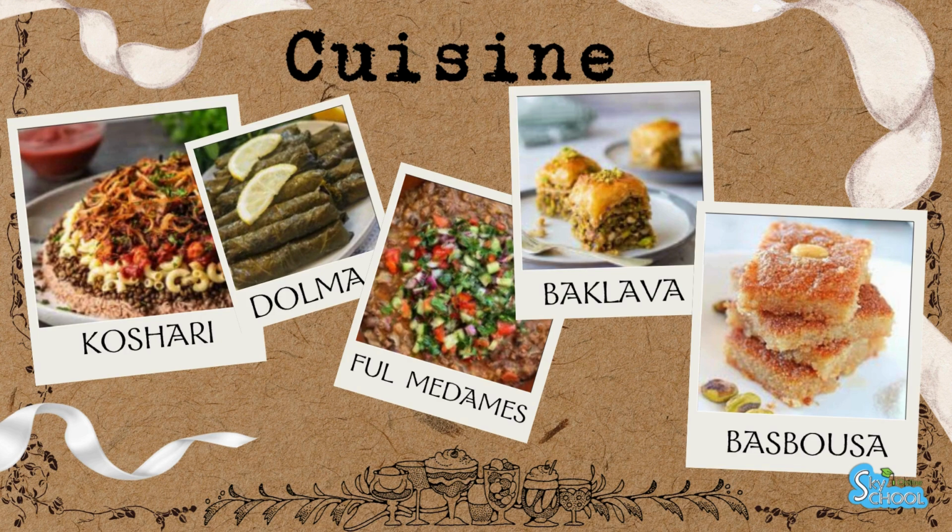Then we have ful medames, a breakfast dish made from fava beans cooked with garlic, lemon juice, and olive oil, often served with pita bread. Baklava is a sweet pastry made of layers of phyllo dough filled with chopped nuts and sweetened with syrup or honey. It is baked until golden, giving it a rich flavor. Lastly, we have basbousa, a sweet semolina cake soaked in syrup, often enjoyed during celebrations. These dishes not only satisfy the palate but also tell the rich story of Egyptian culture.